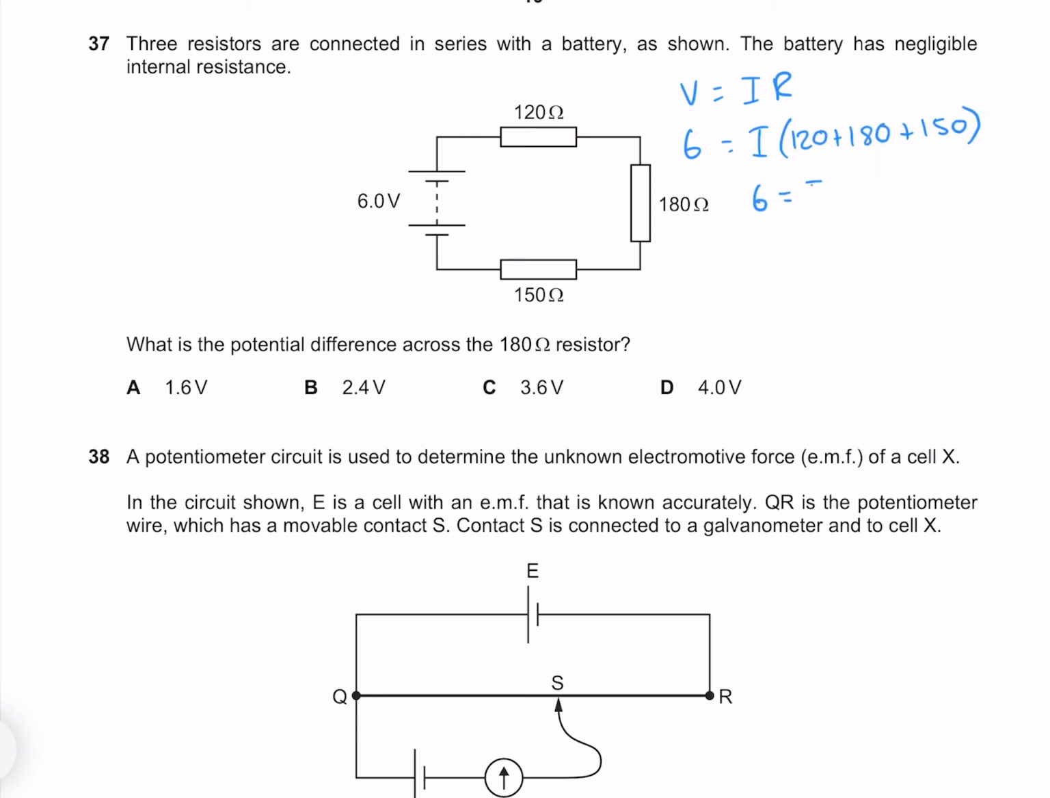Which gives us 6 equals I times 450. Which means that I is equal to 6 over 450, or 0.0133 amps. Once again using V equals IR, this time with our current of 0.0133 and our resistance of 180, gives me 2.4 volts, so our answer must be B.